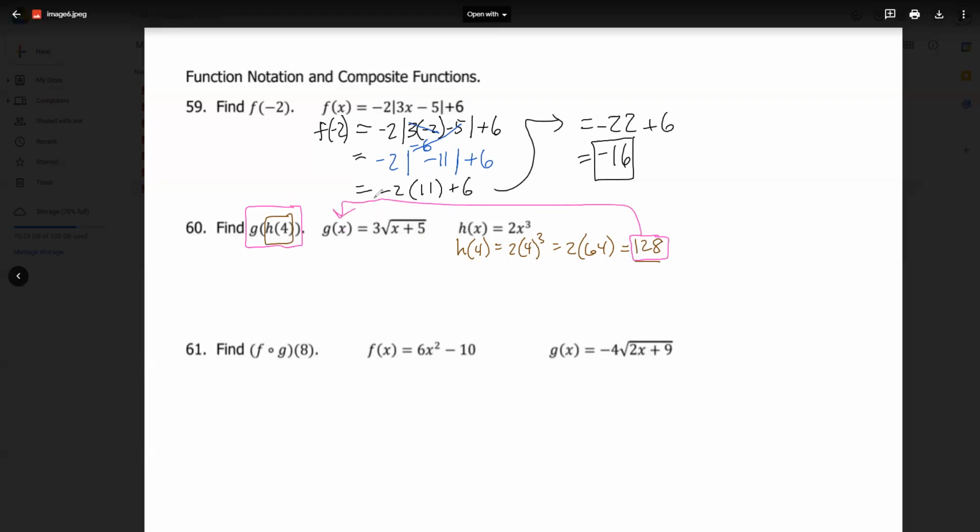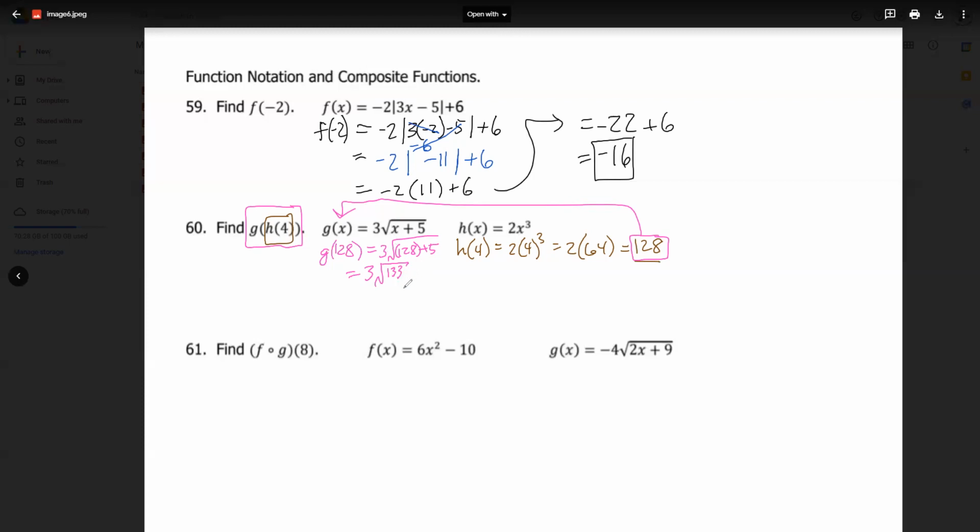All right, so now we can think of this as the question, what is g of 128? And that will be obviously 3 root 128 plus 5. So what's 128 plus 5? 8 plus 5 is 13, so I'll just make this 133. So it's going to be 3 times root 133, and I happen to know that 133 is not a square number, and this is a square root.